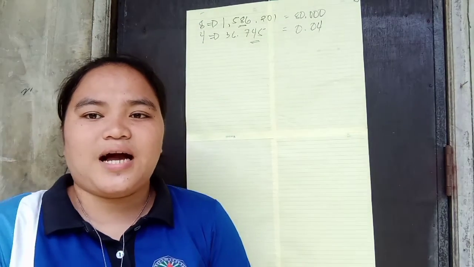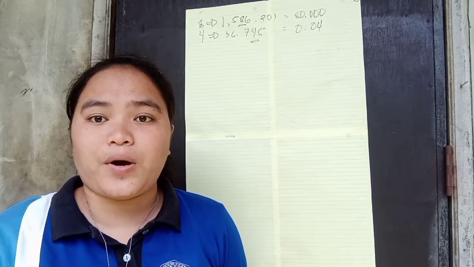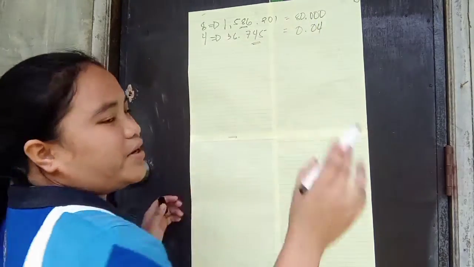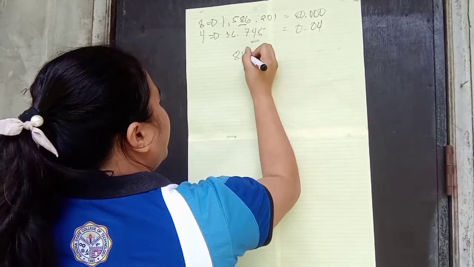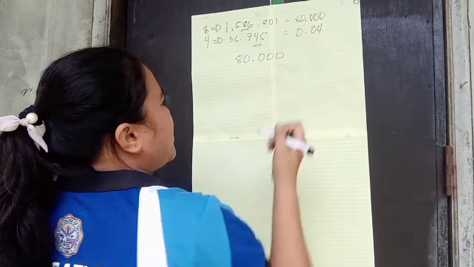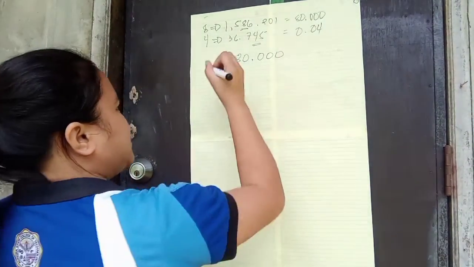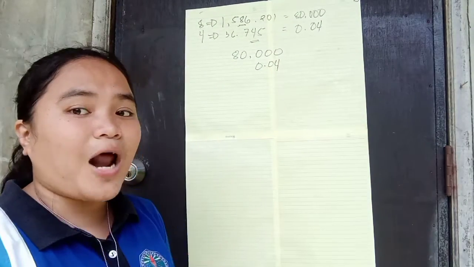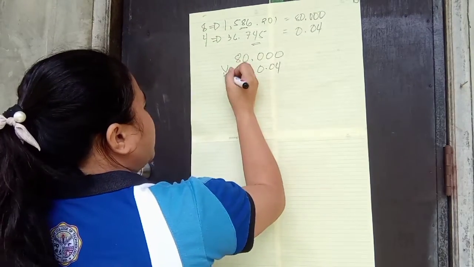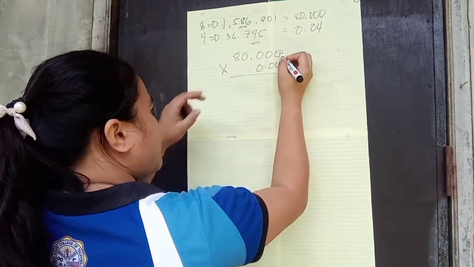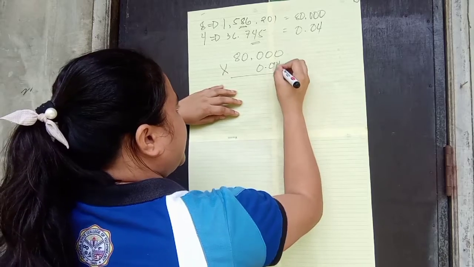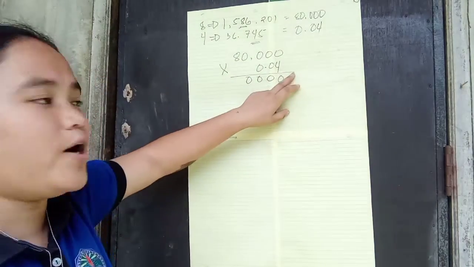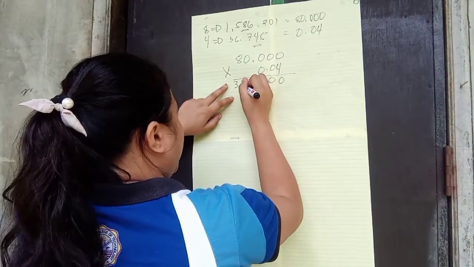Now, the question here is calculate the product of digit 8 and digit 4. Okay. The value of our 8 is 80,000. And the value of our digit 4 is 0.04. Like what said in the question, product. So, it is multiplication. So, multiply by. So, 0 times 4 equals 0 and 0 and 0 and 0 point is 0. And 8 times 4 equals 32.